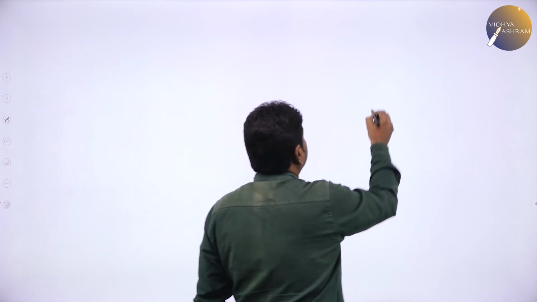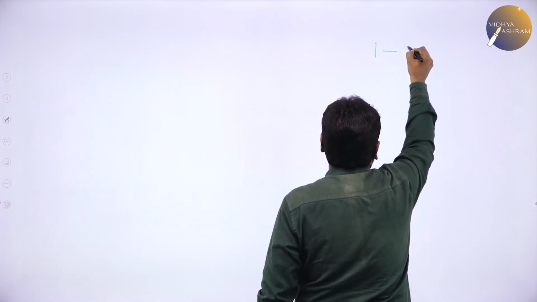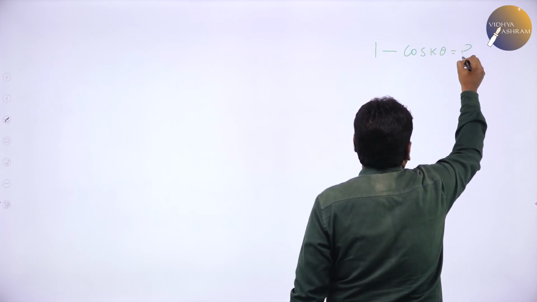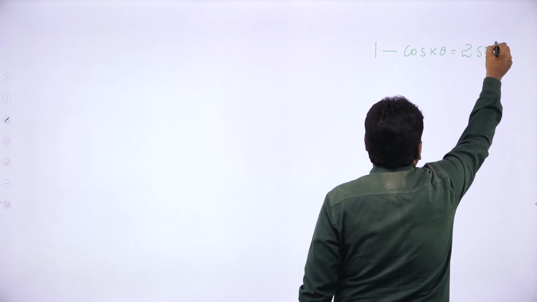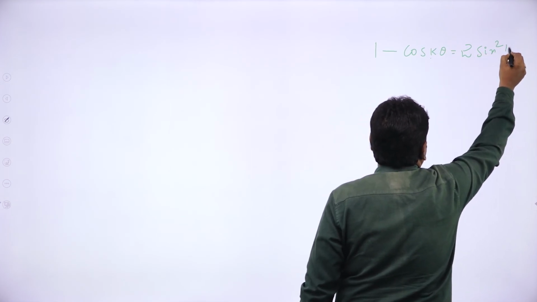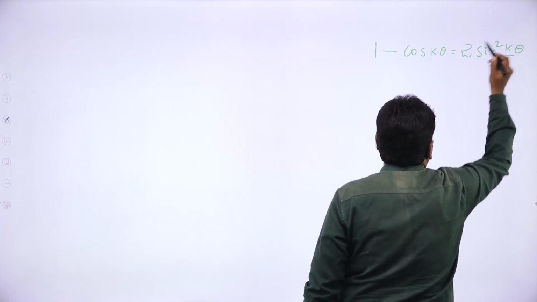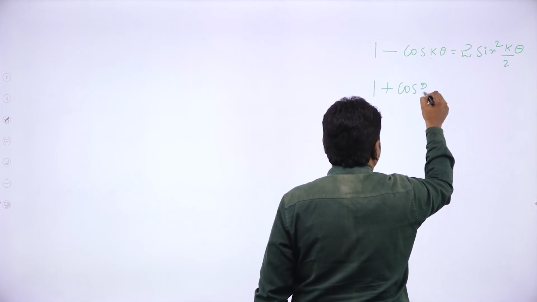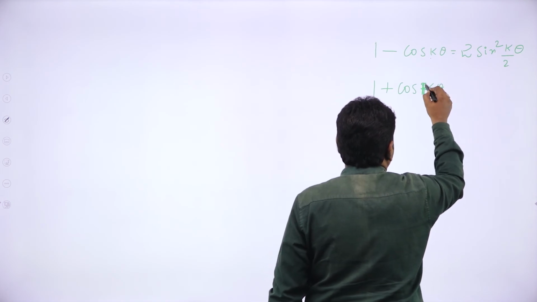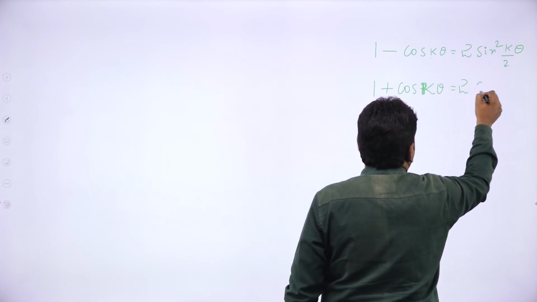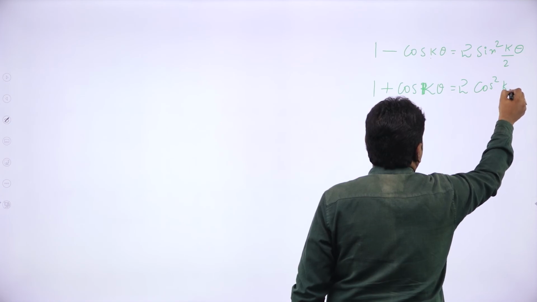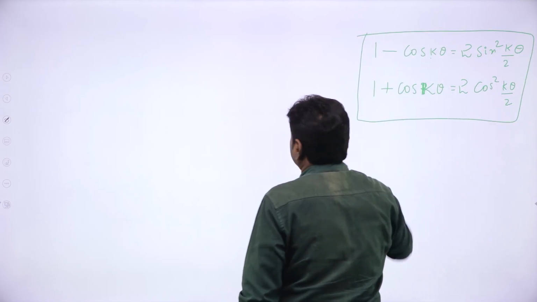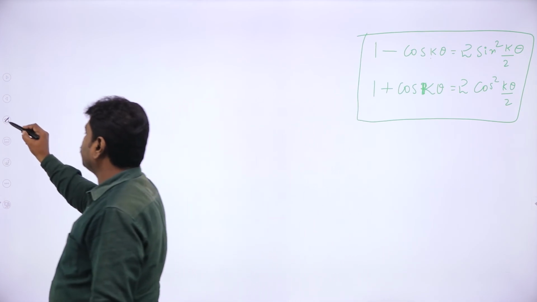What is the first thing? Whenever you have 1 minus cos k theta, it will become 2 sin square. Here whatever you have k, that will become k by 2 theta. If you have 1 plus cos k theta, it will become 2 cos square k theta by 2. So most important results.